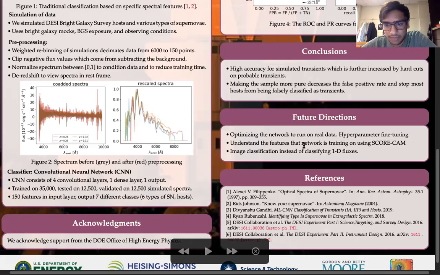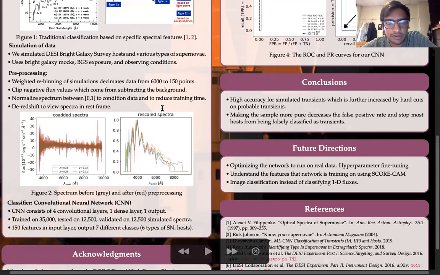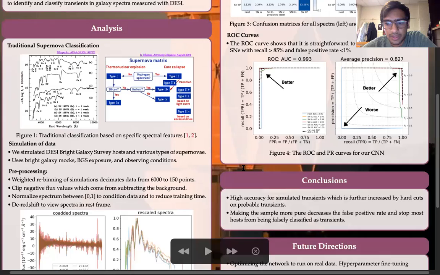Something that I'm very excited about is using ScoreCam. ScoreCam essentially generates a heat map of what features the network is learning on, right? So this will basically allow us to see what the machine is learning on, and we can compare them to the traditional practices that we saw here.